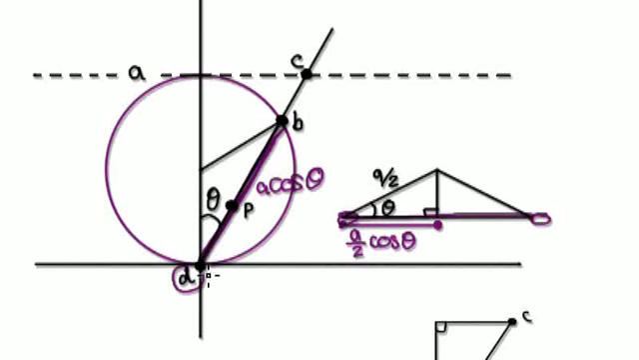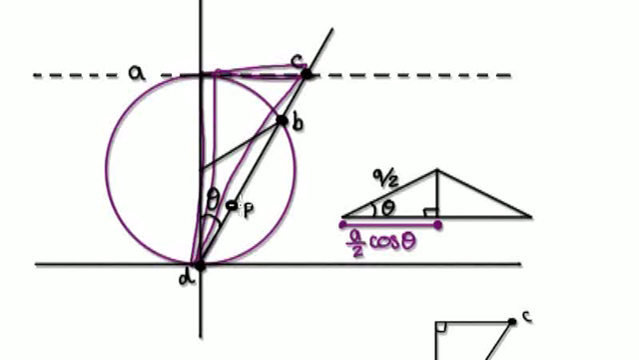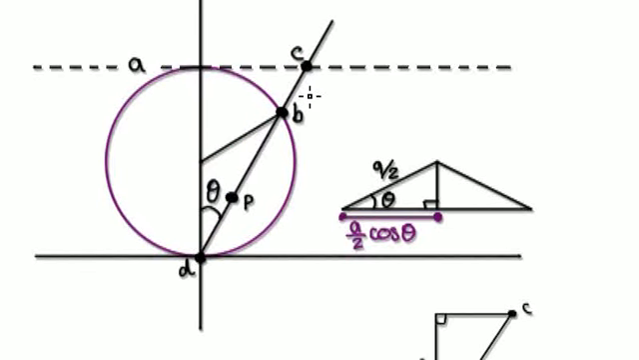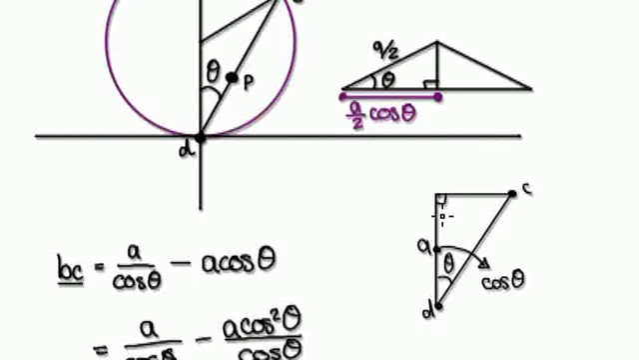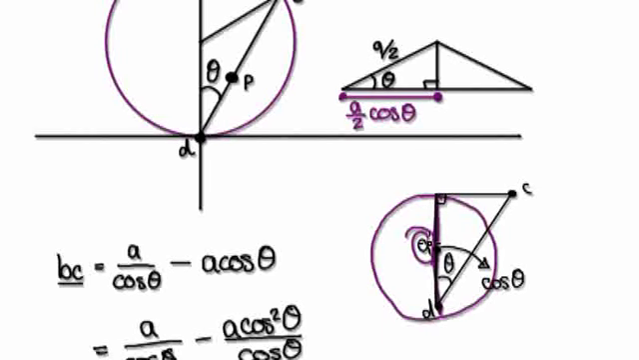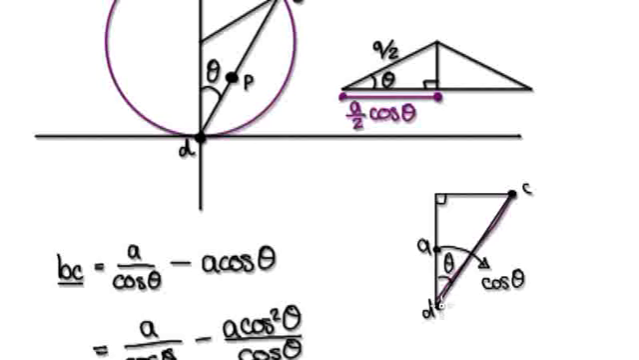Now the length DC would be given by us looking at the big triangle here. Okay, so don't forget, this is our circle here. The diameter of the circle is A. So we can work out this length easily.